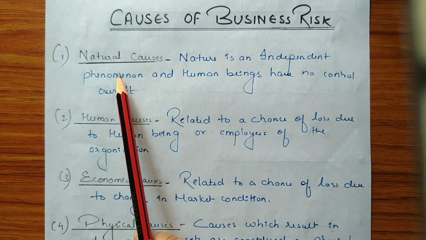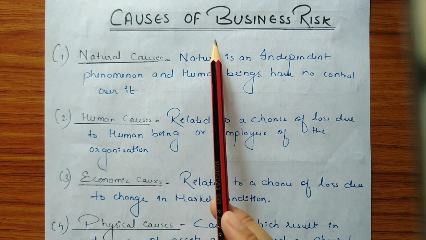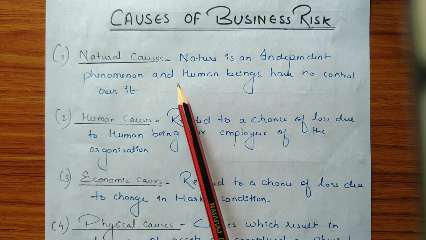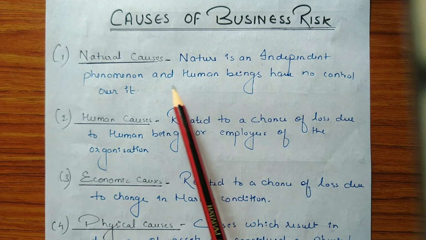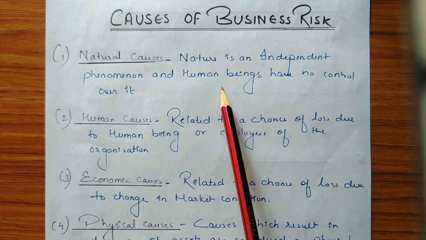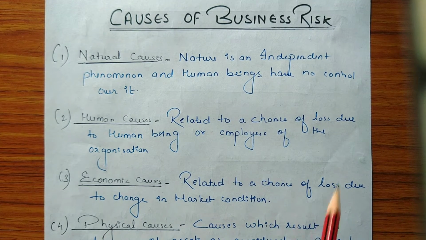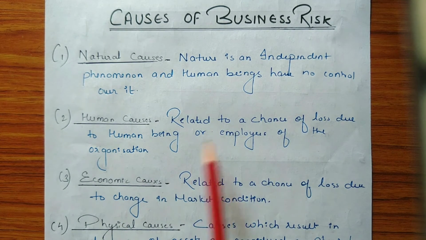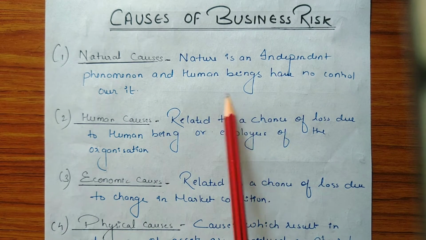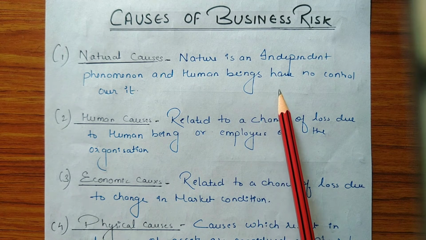So the first cause is natural causes. Now what are natural causes? Natural causes of business risk include natural calamities, and natural calamities are earthquake, flood, lightning, heavy rains. All these are natural calamities, and we know that human beings have little control over natural calamities. So all these calamities affect the business and can result in heavy losses. So we can say that natural causes are such type of uncertain factors that human beings cannot make any preparation against.